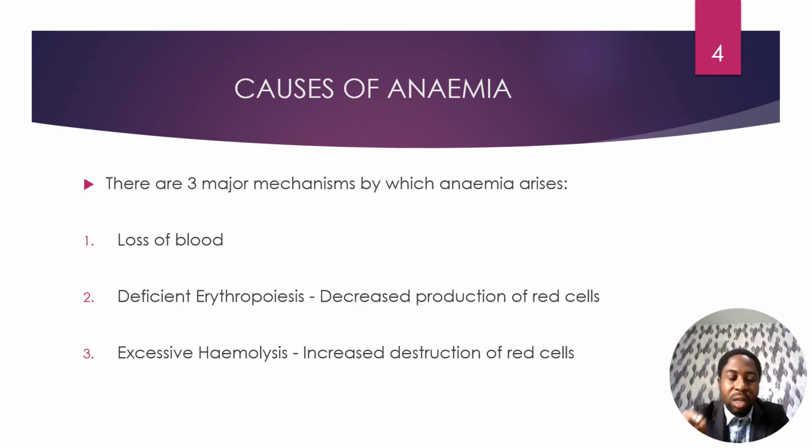The third major mechanism or cause of anemia is excessive hemolysis. Hemolysis is the breakdown of red blood cells. So any genetic defect that makes red blood cells susceptible to breaking down or hemolyzing can result in anemia. For example, sickle cell anemia or G6PD deficiency anemia. Also, any infections and some medications can also result in increased destruction of red blood cells. Immunological factors, immune system hyperactivity can also result in increased destruction of red blood cells.